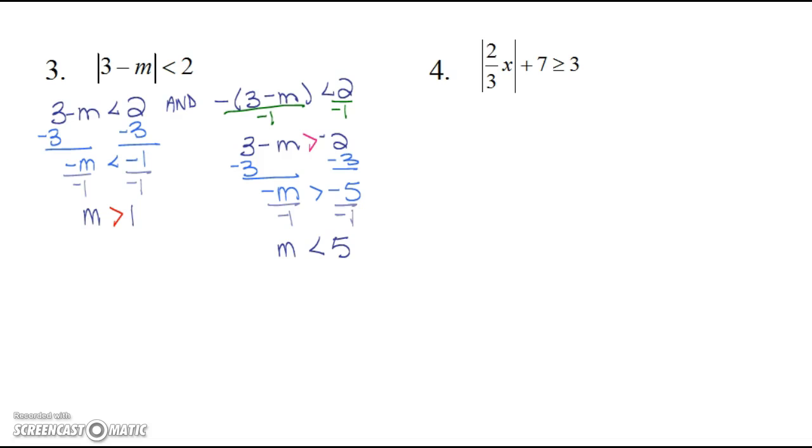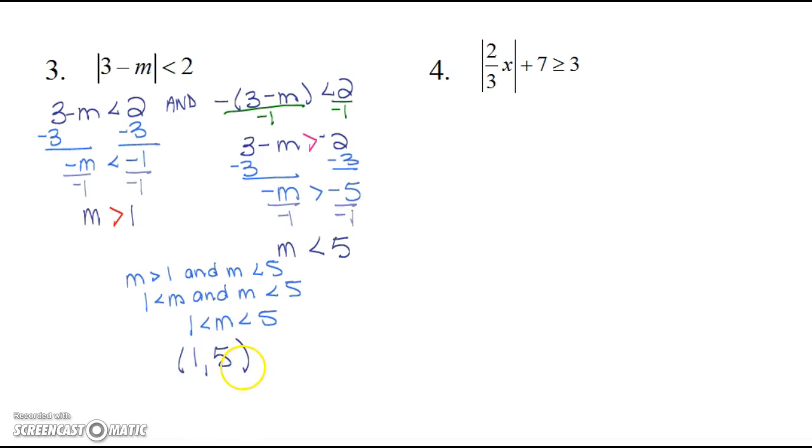In set builder notation, m is greater than 1, and m is less than 5. If we flip this one around, 1 is less than m, and m is less than 5. You can write it as an extended inequality, which leads to our interval notation.